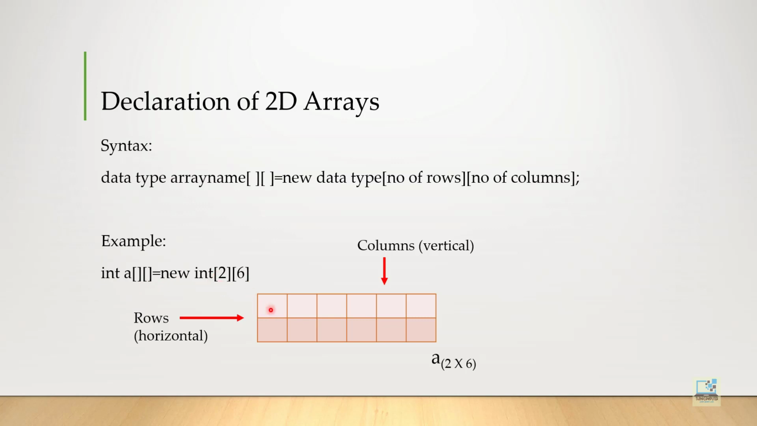So you can see the horizontal bars are the rows. This is the first row, this is the second row. And the vertical bars are the columns. So first column, second column, third column, fourth column, fifth column and sixth column. So we can say this is array A of size 2 by 6 or order 2 by 6.